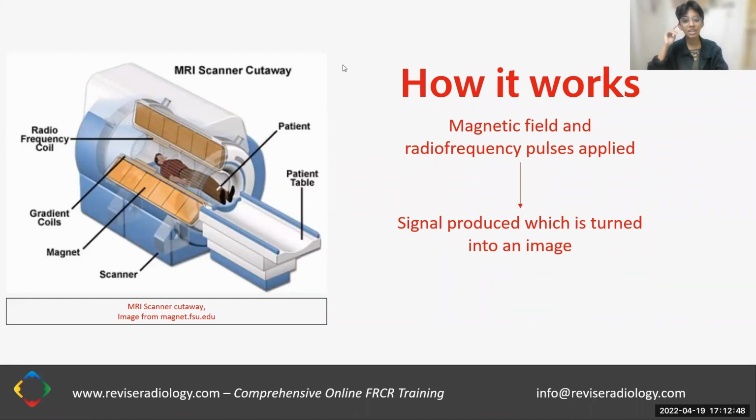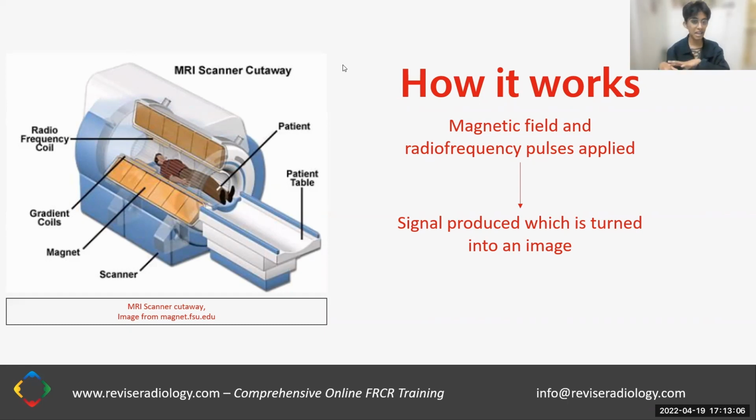There are also radio frequency pulses which are applied. So what is a radio frequency pulse? It's a type of electromagnetic radiation which has a specific frequency that falls in the radio frequency range. And it's called a pulse because we don't apply it continuously. We apply it for a short period of time.